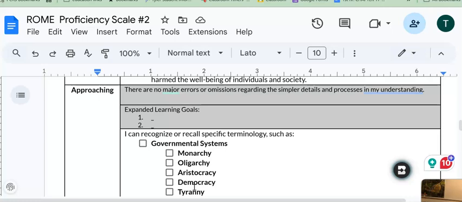Government structure would be, should be lowercase. So government structure is how the government is organized.